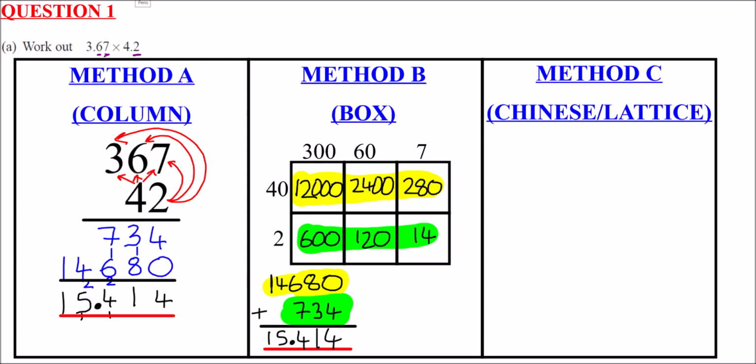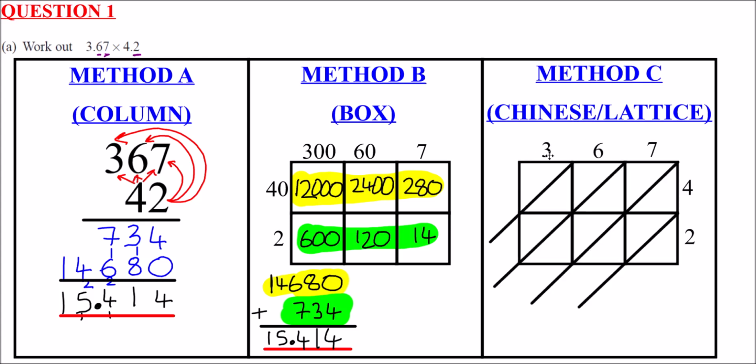Final way of explaining, in my opinion, part A is method C, the Chinese method or the lattice. This is my favourite one, and it looks something like this. We write out the digits of each number, so 367 is 3 digits, 3, 6, 7, hence the 3 columns, and 4.2, again we remove the decimal, call it 42, that's 2 digits, so we need 2 columns.